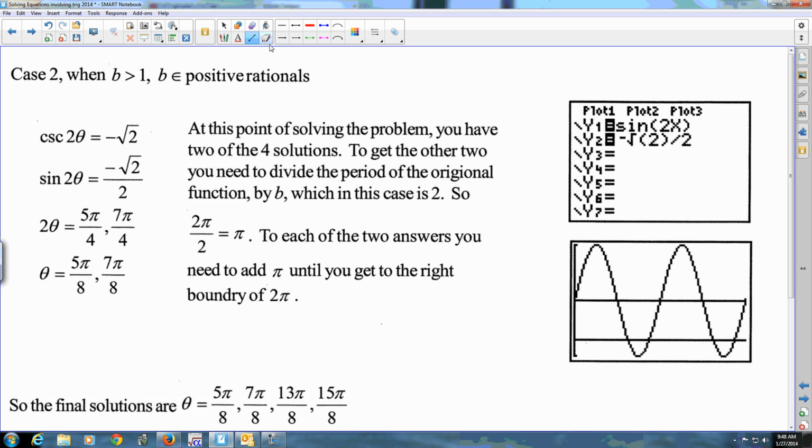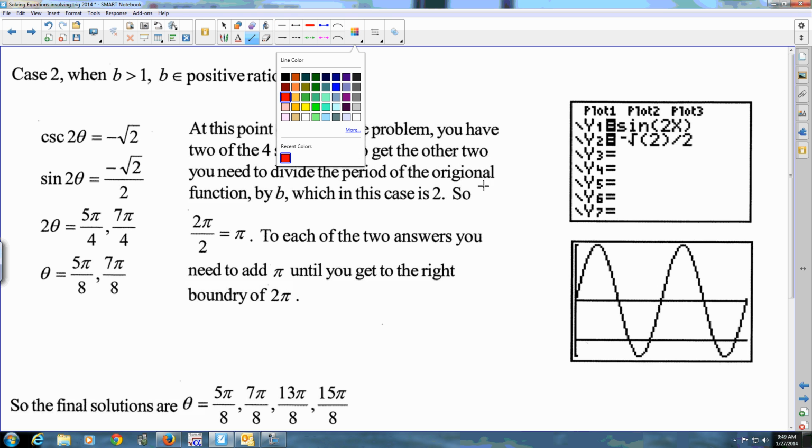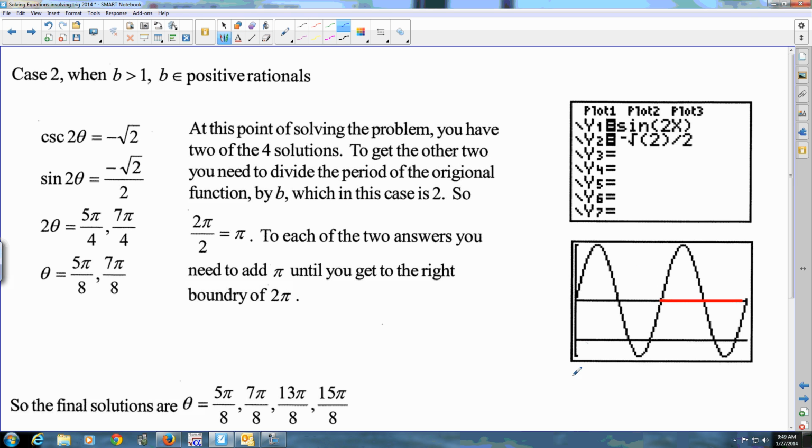Where's the line? There we go. There's a line. I want to segment it and color it red. This distance was 0 to 2 pi. So this distance, which is half of that, must be pi.